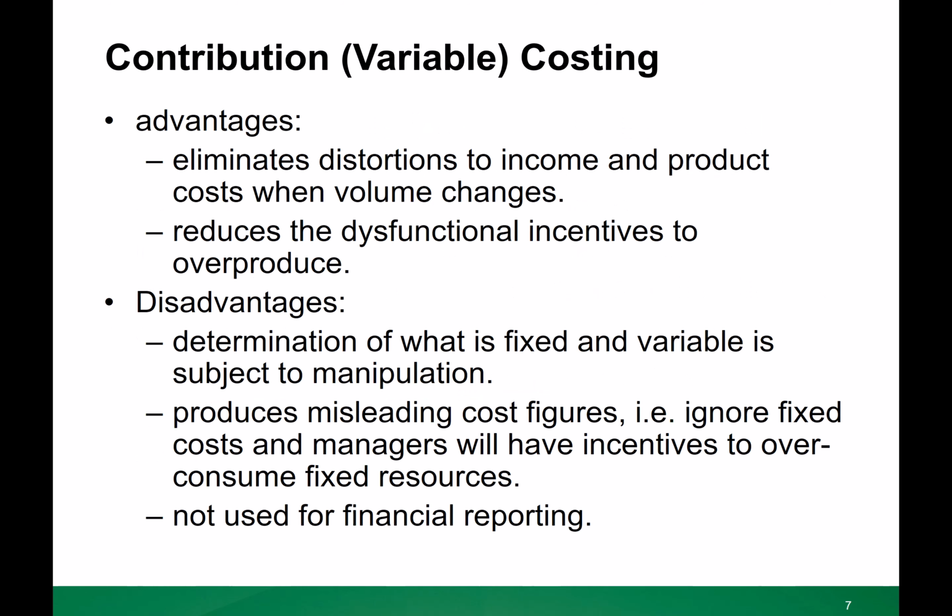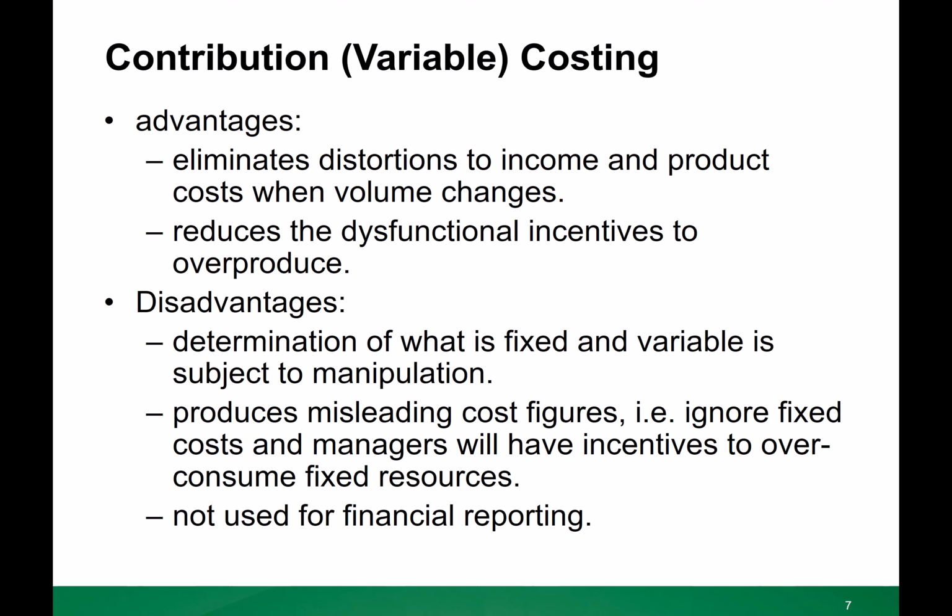Some advantages though to internally, because it's only going to be an internal statement, internally using this is it eliminates any distortions to income if you have a volume change in the number of units produced. So if you think about it, if your production costs, fixed costs are just spread over the number of units you produce. You produce more units, your fixed costs go down per unit. You produce less units, your fixed cost goes up per unit. So there can be distortions from year to year depending on how many units you're producing.